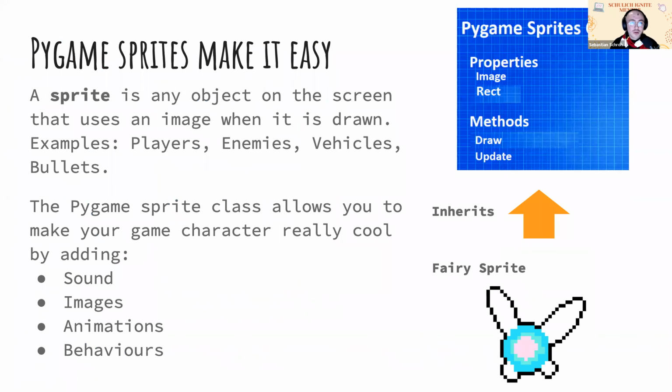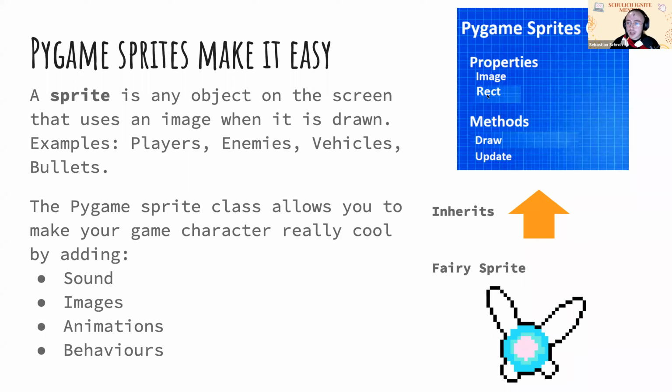All right, so Pygame sprites make it easy. A sprite is any object on the screen that uses an image when it is drawn. Here are some examples: you could use sprites for players, enemies, vehicles, bullets. The Pygame sprite class allows you to make your game character really cool by adding sound, images, animations, and behaviors. When you're creating your own sprites, you'll be inheriting from the Pygame sprite class. For example, if we were making a fairy sprite, we would inherit from the Pygame sprite class.